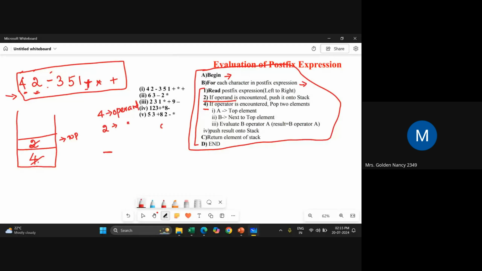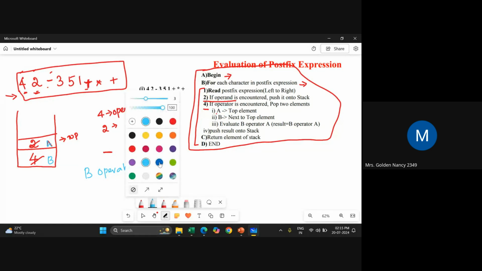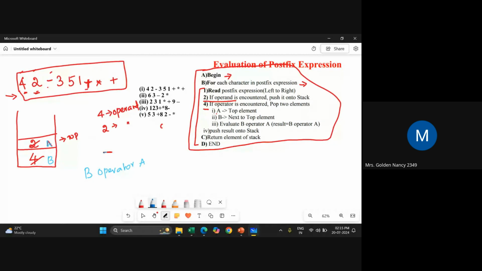So I have popped these two elements. Please listen to this clearly. A is the top element, and B is the next-to-top element. Now evaluate B operator A. From the question we got the operator minus. B here is 4 and A is 2. So 4 minus 2 is 2. The result we got is 2.